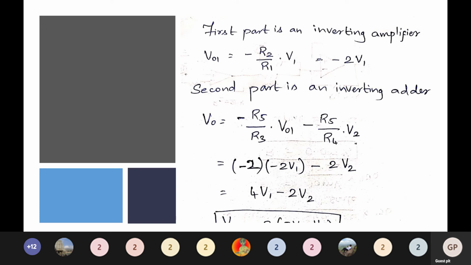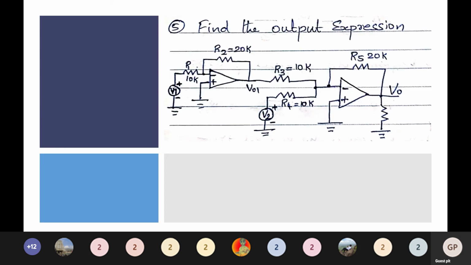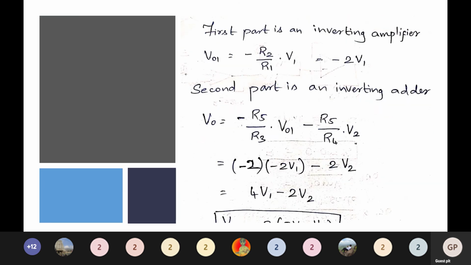Second part, as I said, it's an inverting adder. Just now we saw a problem on the inverting adder, is it not? How to solve it? Output will be equal to minus RF by R1 times the first input minus RF by R2 times the second input. So like here, this divided by this into the corresponding input and then this divided by this resistor into the corresponding input. So that is what is done here. Substitute all the values, simplify, and then you'll be getting the final expression.